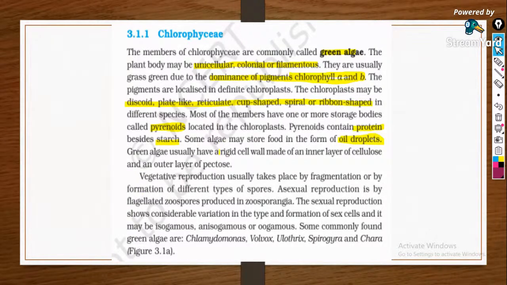They usually have a rigid cell wall made of an inner layer of cellulose and an outer layer of pectose, and inner to cellulose there is a layer known as galactans. Vegetative reproduction is by fragmentation, asexual reproduction by means of zoospores. Sexual reproduction is isogamous, anisogamous, or oogamous. Commonly found green algae are Chlamydomonas, Volvox, Ulothrix, Spirogyra, Chara.